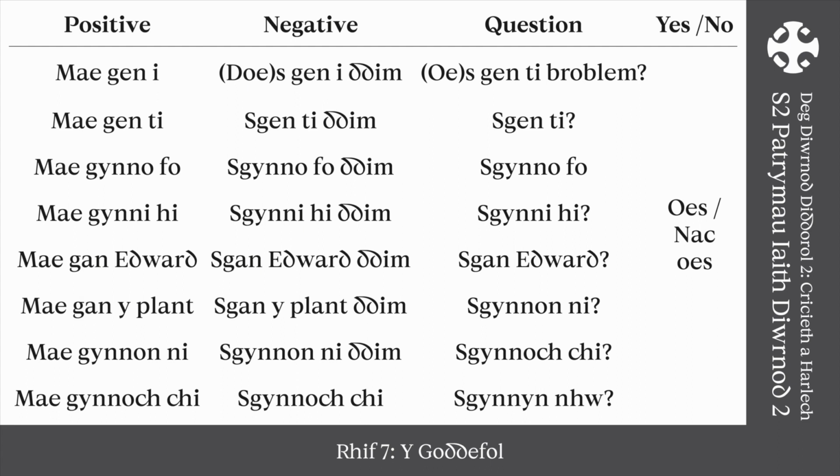And remember possessive pronouns. My. Fy plus nasal mutation, fy. Your. Dy plus soft mutation, dy. His. Ei plus soft mutation, ei. Her. Ei plus aspirate mutation, ei. Plus h before a vowel. Our. Ein. Plus h before a vowel. Your. Eich. Their. Eu. Plus h before a vowel.